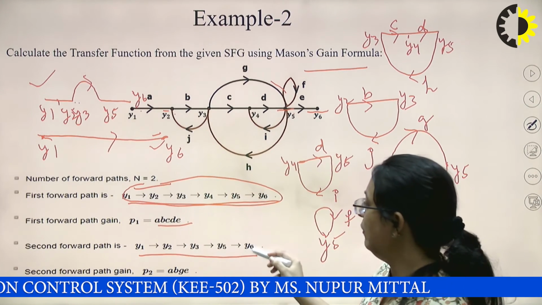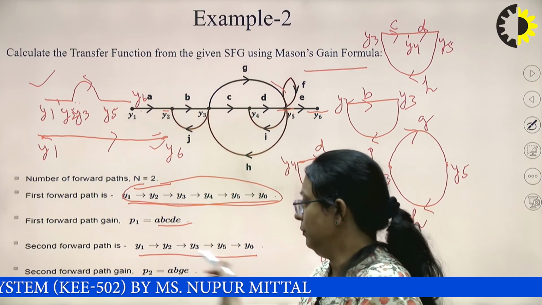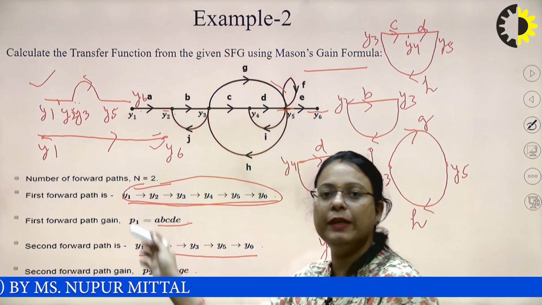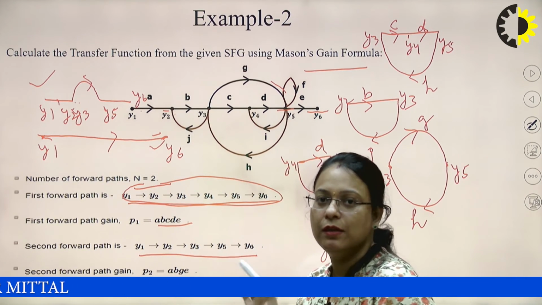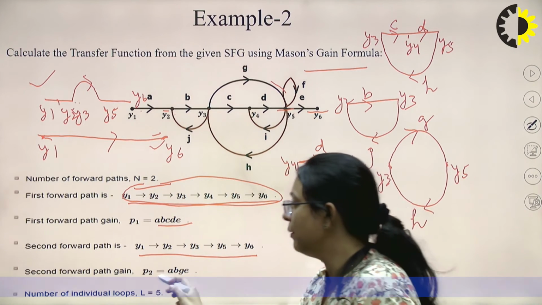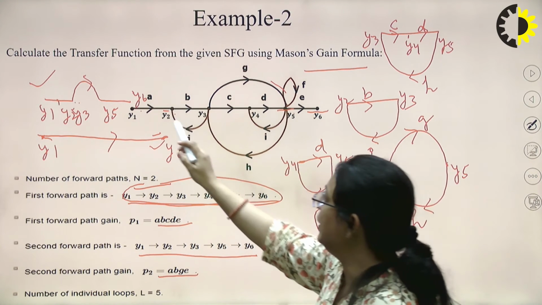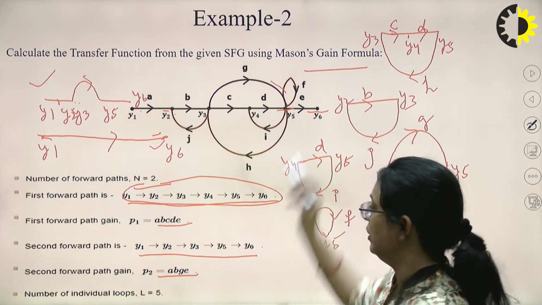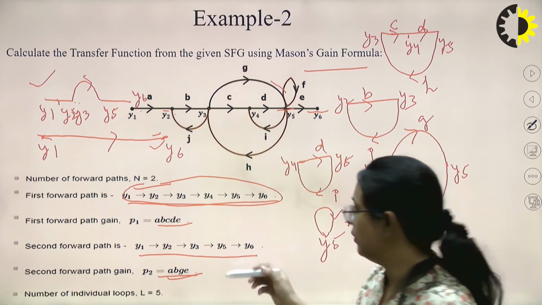And again the path gain will get multiplied by all the branches' individual gains, and we will get the combined path gain. So it will be A into B into G into E. I have already discussed all this.